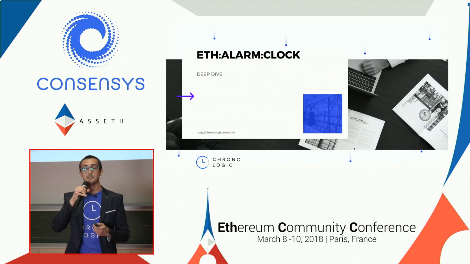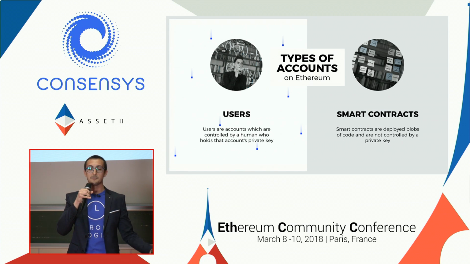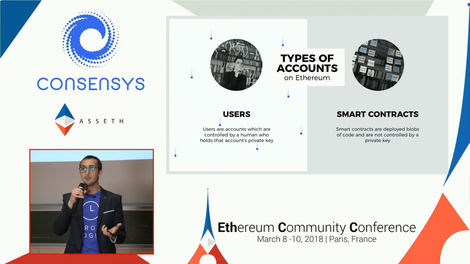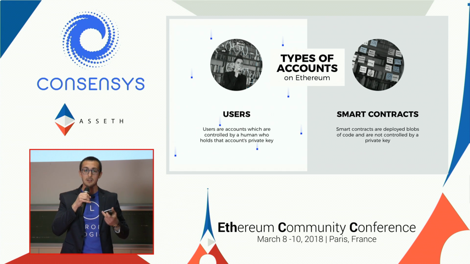And now I'll be going into a little bit about how the alarm clock works on a deeper level. So the reason for the alarm clock is that we have two types of accounts on Ethereum. We have the users and the smart contracts. And the smart contracts are unable to call themselves. So the users are the only accounts that have to go through this manual process of creating a transaction, signing that transaction, and publishing it to the network. And what the alarm clock wants to accomplish is to create smart contracts that can execute by themselves.